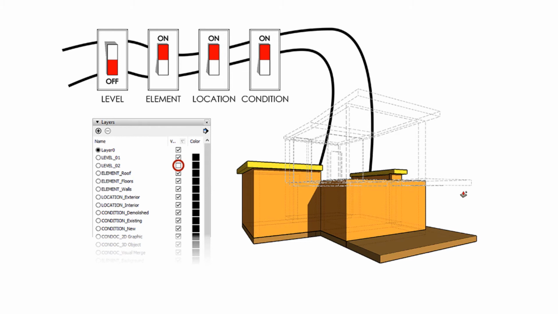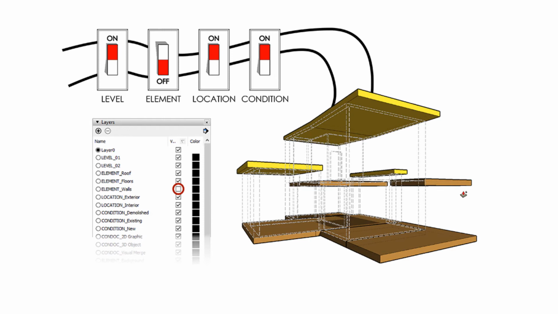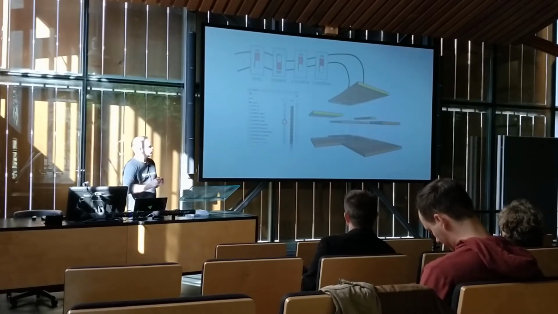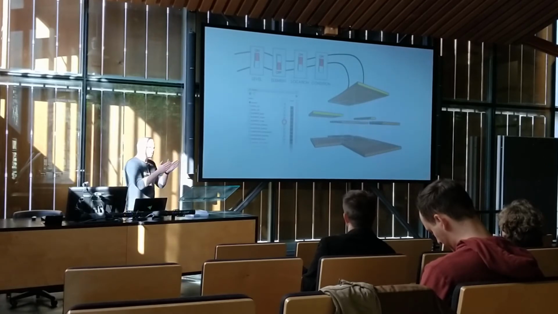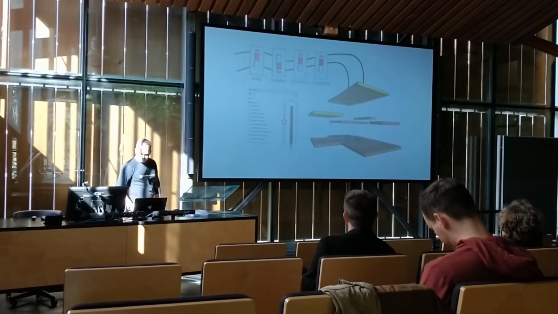Now, if I flip the level back on and turn off an element, we can do that. If we turn off our walls, you can see that when you turn off an element, that layer is included in levels 1 and 2, but as long as level 1 and 2 are on, the walls are going to turn off across the board. It's just this series of switches that, if one of them is turned off, behave in different ways because they're nested in this specific order.